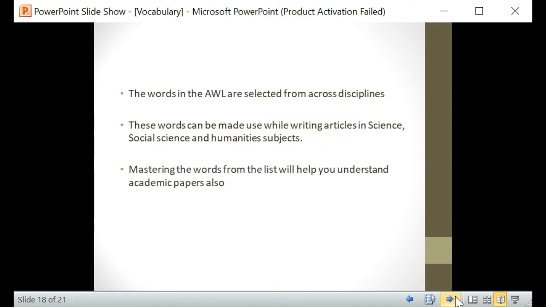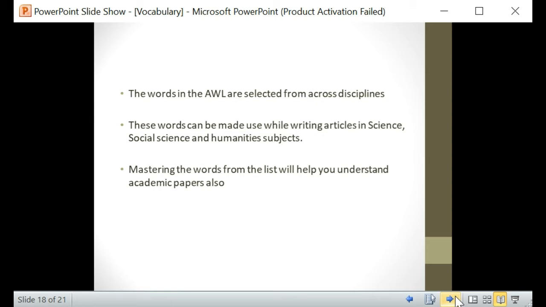The words in the AWL, the academic word list, are selected from across the disciplines. No academic word list pertains to a single discipline. That is, there is no word list only for science, or only for humanities, or only for commerce or social science. These words can be made use of while writing articles in science, social science, and humanities subjects. So, AWL always consists of common words that are used across these disciplines. Mastering the words from the list will help you understand academic papers also.